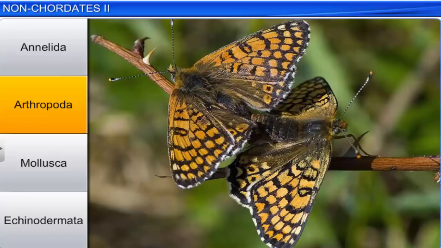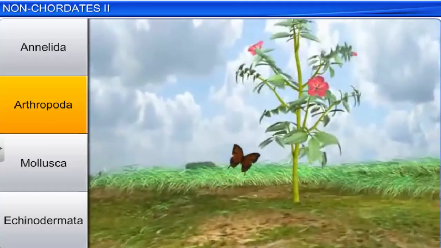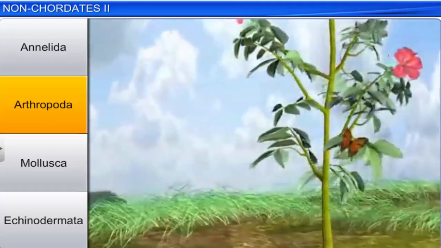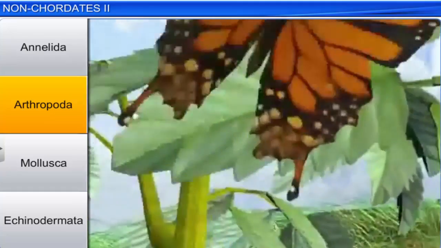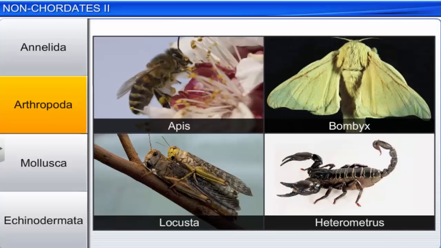In arthropods, the sexes are separate and fertilization is usually internal. They are mostly oviparous, with direct or indirect development. Some common arthropods are Apis, Bombyx, Locusta, and Heterometrus.